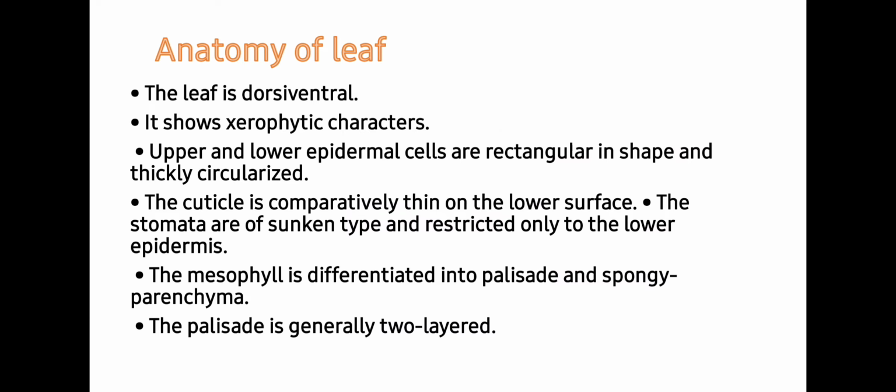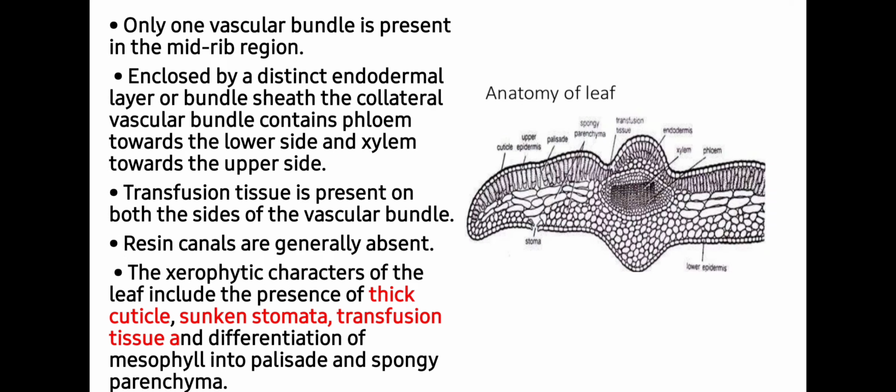Next is anatomy of leaf. The leaf is dorsiventral. It shows xerophytic character. Upper and lower epidermis are rectangular in shape and thickly cuticularized. The cuticle is comparatively thin on the lower surface. The stomata are of sunken type and restricted only to the lower epidermis. Mesophyll is differentiated into palisade and spongy parenchyma. The palisade is generally two-layered.